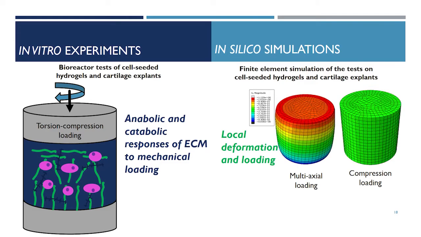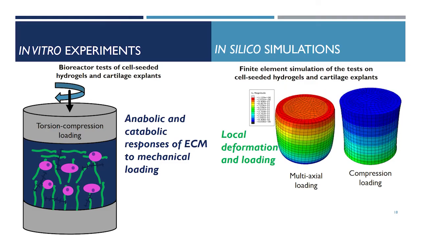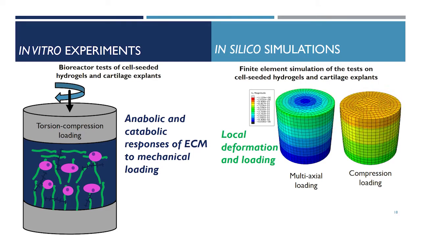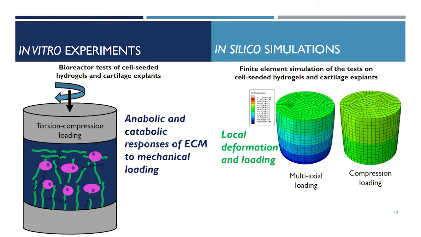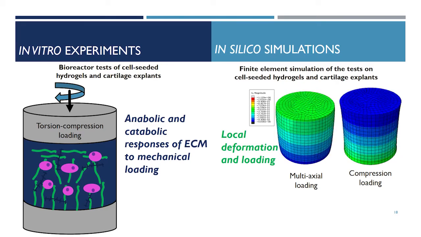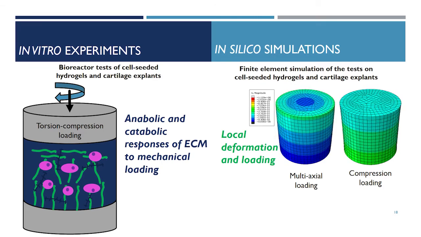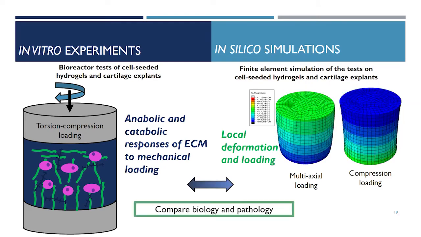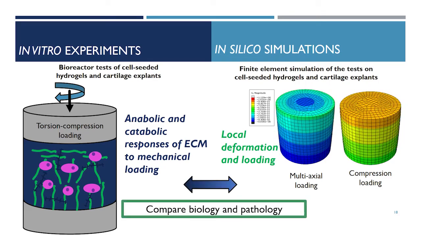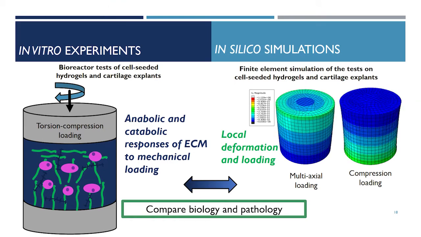Finally, having the finite element simulation results, here you see the displacement fields under compressive and multi-axial loading, indicating maximum deformation on the edges of the top surface of the sample in the multi-axial loading in comparison with the uniform maximum deformation on the top surface in the uniaxial compression. Using these mechanical deformation maps, we can now begin to better understand the localized biological responses observed in the bioreactor experiments.